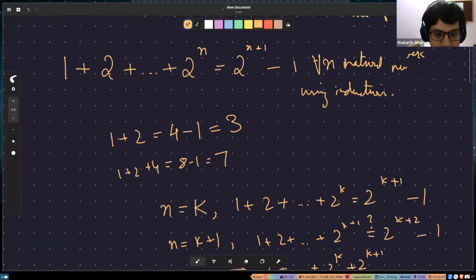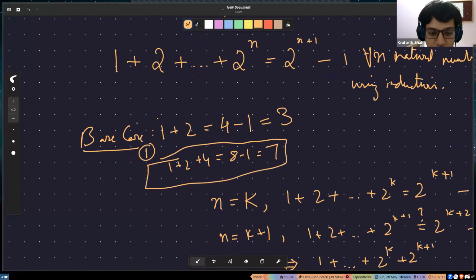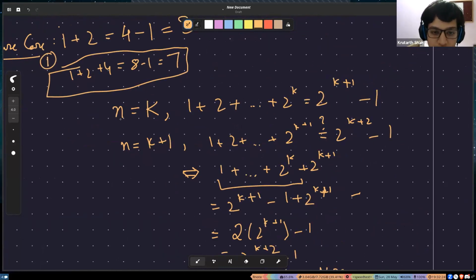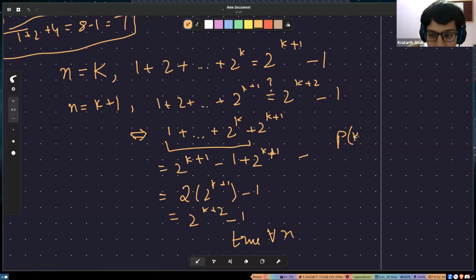As we can see, the first thing we did was check that P of 1 is true, the base case. This is actually not needed, but you can write it down anyway, there's no harm. Then we assumed it for n equals k and showed that if P of k is true, then P of k plus 1 is true. So this is how induction works. Does anyone have any doubt?